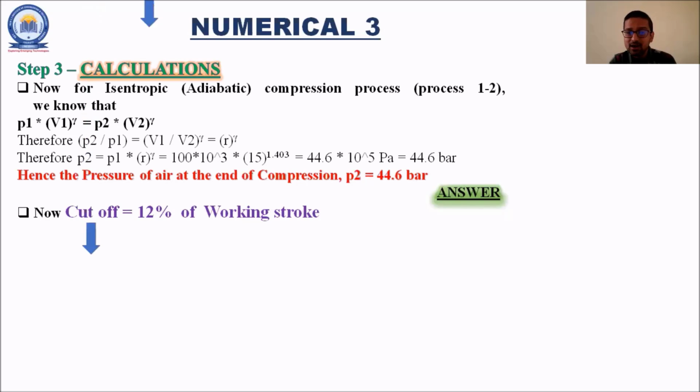So now understand how I am substituting these values for all these terms. For the cutoff, I am writing V3 minus V2. Remember friends, it is not the cutoff ratio, only the cutoff is given. So for that cutoff, I am using the final volume minus the initial volume, that is V3 minus V2. 12% is converted to 0.12, and the working stroke, that is Vs, the equation for Vs is V1 minus V2.